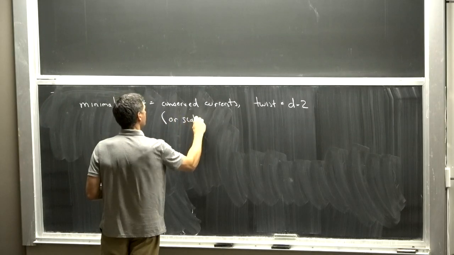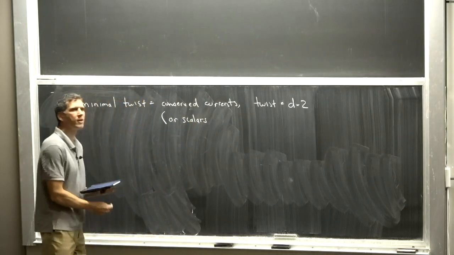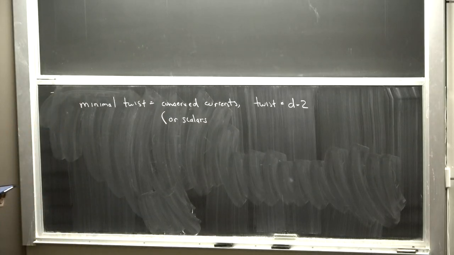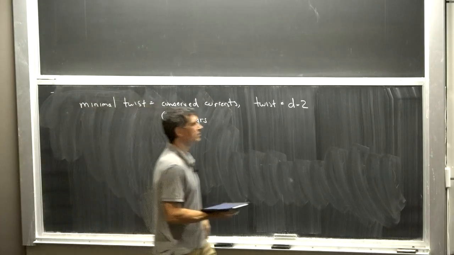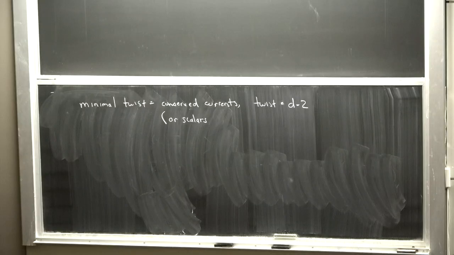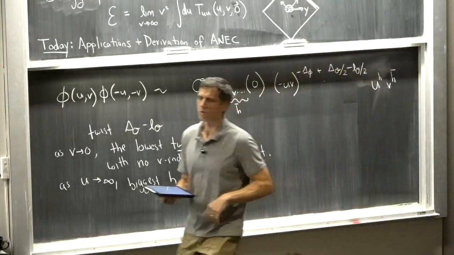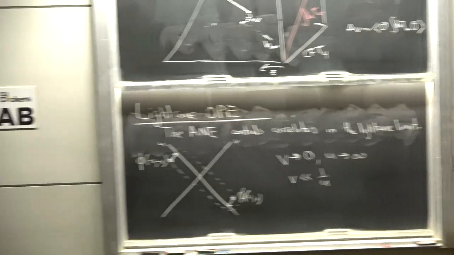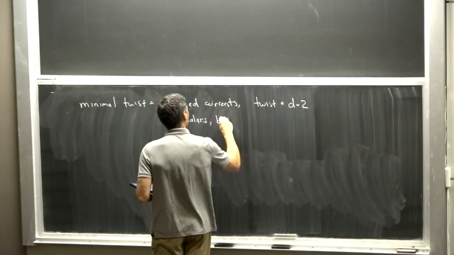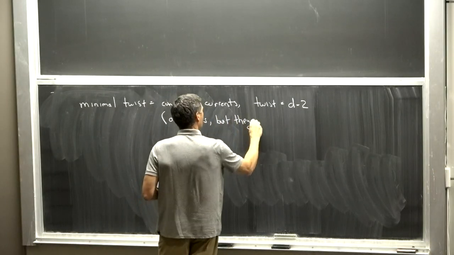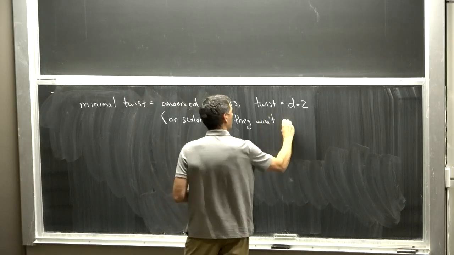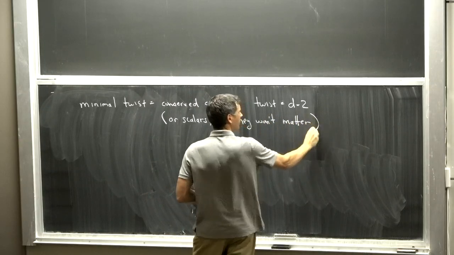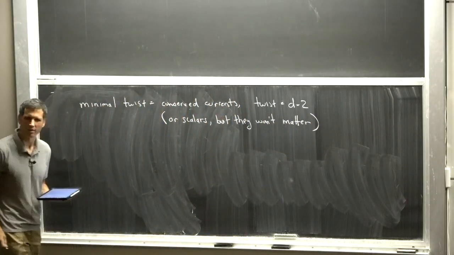You can also have scalars, which can have a lower twist than this. However, the scalars don't have any U indices. So remember, we were getting enhancements from these U indices. And so for our purposes, we can just ignore the scalars. They won't matter, and I'm just going to ignore them. If you're curious, we can come back at the end and you can ask me why we're allowed to ignore the scalars.